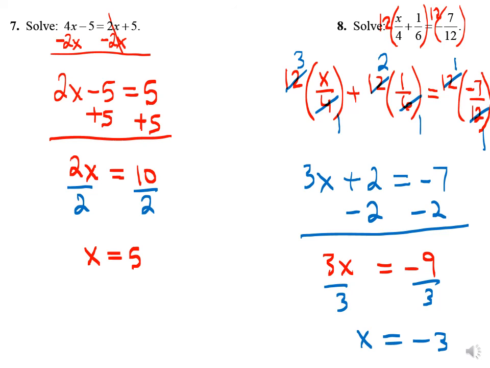It's just that one step right there, multiplying through by the common denominator. So I got 3x is equal to negative 9. Divide by 3, and we get x equals negative 3. All right, I think that wraps up 3.2.